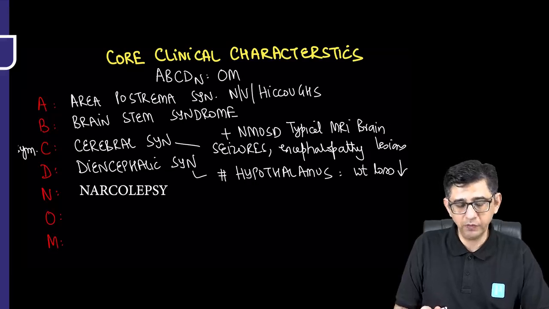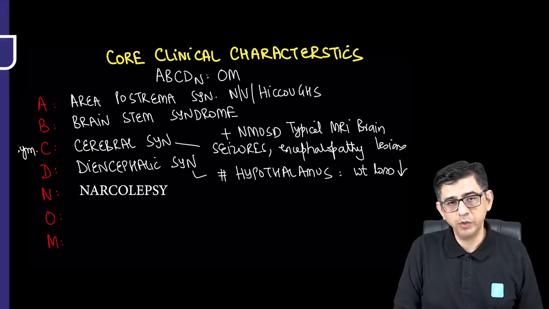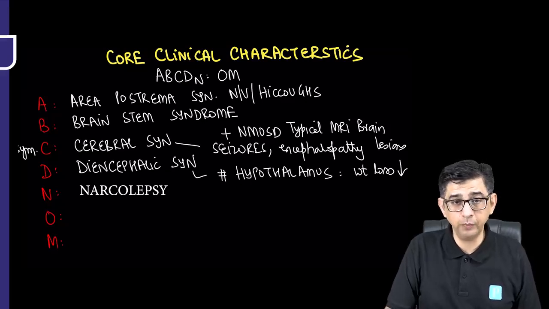So let's do a recall of A, B, C, D, N before we move to O and M, which are relatively simpler. A would be area postrema, that causes nausea, vomiting, hiccups. Brainstem syndrome, that can cause a cranial palsy.